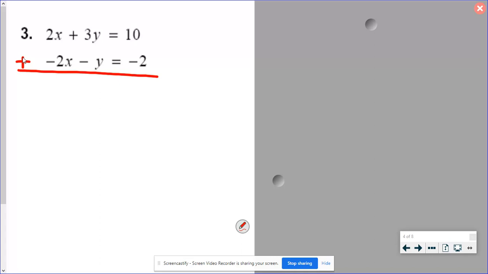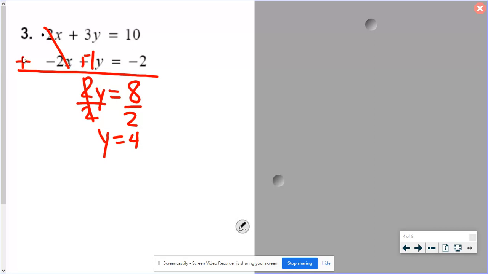So the 2x and the negative 2x, those are opposites. When I add those two together, they would be 0, or they would be canceling each other out. For the y's, 3y plus a negative 1y would be 2y, and 10 minus 2 is 8. So we can solve this equation. The y is 4. When I'm looking for the x, I want to go where it's going to be the easiest to find the x.